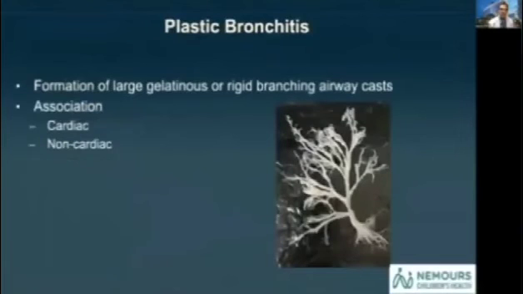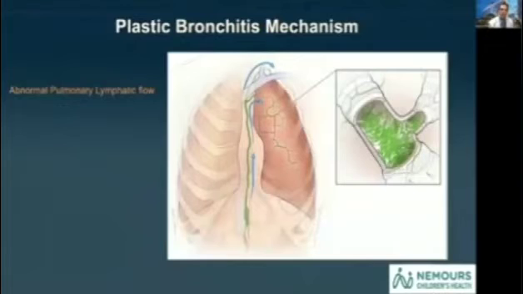Plastic bronchitis is a condition where the weeping lymph in the bronchial tree forms this large gelatinous rigid branching airway cast. It's often associated with cardiac congenital heart disease, but also there are multiple non-cardiac cases that come in our direction. The underlying pathophysiology of plastic bronchitis is that there's abnormal flow from the lymphatic system somewhere, primarily from the thoracic duct, going inside the lung parenchyma.